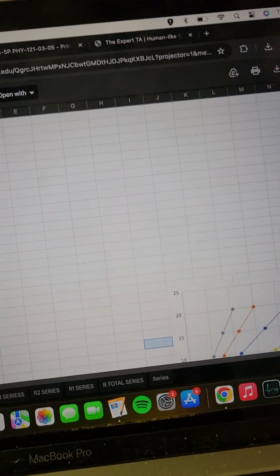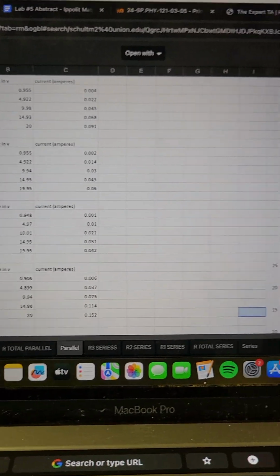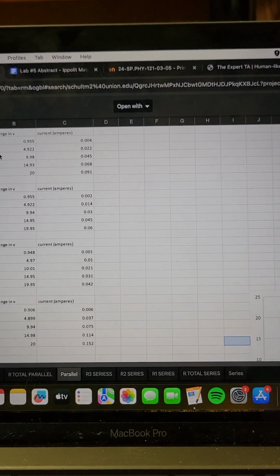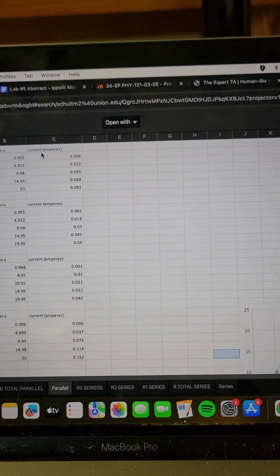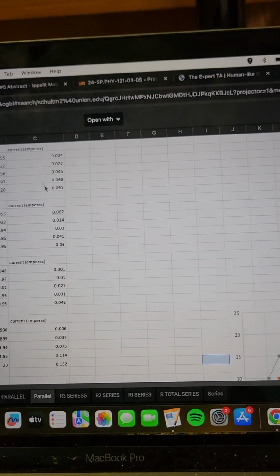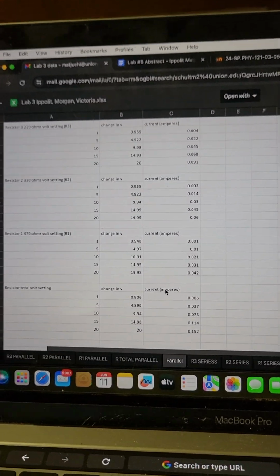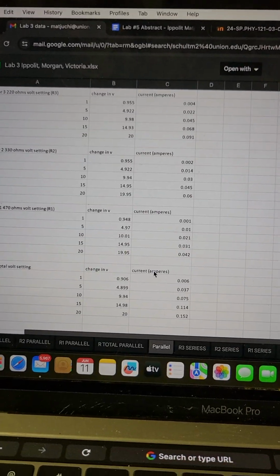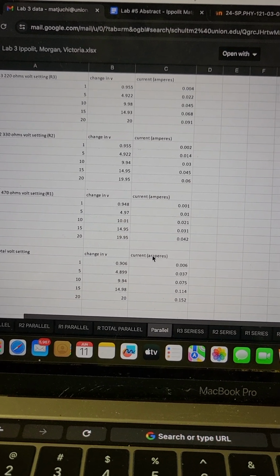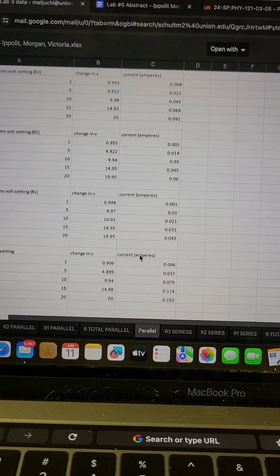And like I said before, as the voltage changes, the change in voltage remains the same, and the current grows at a constant rate based on the input. So thank you very much. I hope this was helpful for you and you learned a little bit about what resistors do in parallel versus in series, and have a nice day.